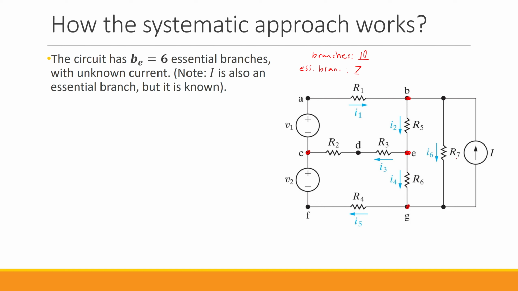Out of these 7, how many of them have unknown currents? Only 6, because this essential branch that contains this independent current source has a known current value. It's a current source, right? So we know its current. So we have 6 essential branches with unknown currents.